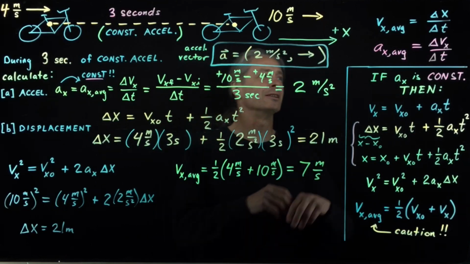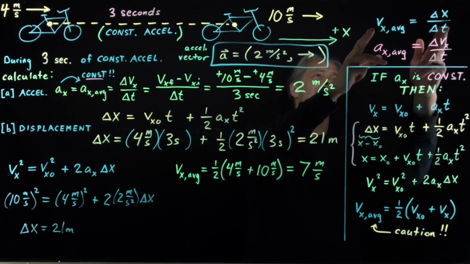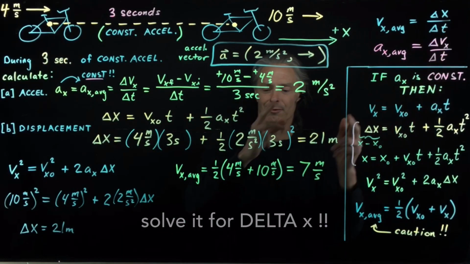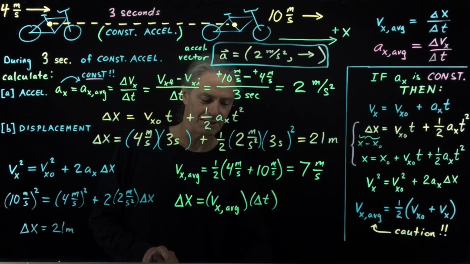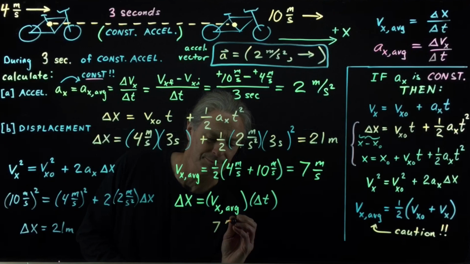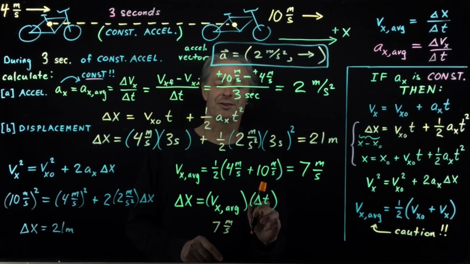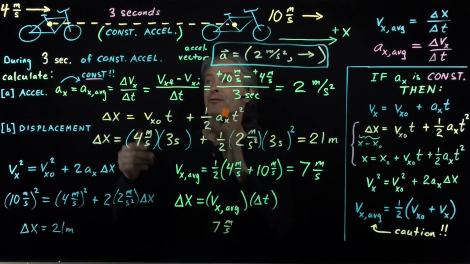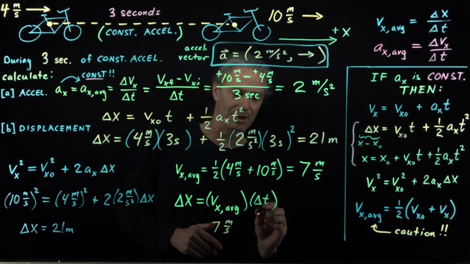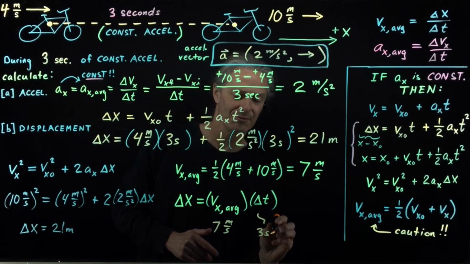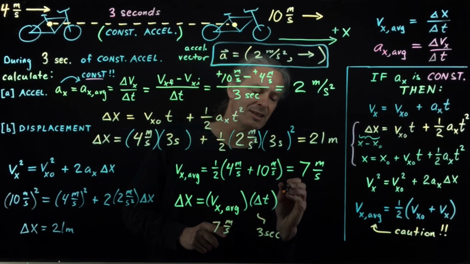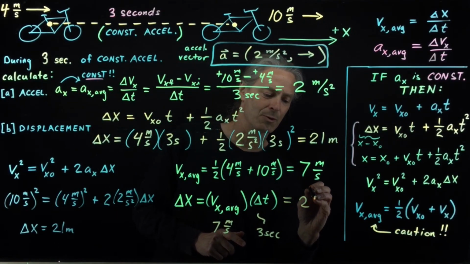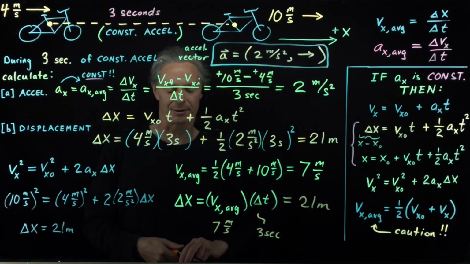All right, meanwhile, let's take this equation and solve it for delta x and put it right here. V sub x average, we just calculated, is 7 meters per second. Meanwhile, delta t, that's the elapsed time interval for this process. That was 3 seconds. 7 meters per second times 3 seconds gives us 21 meters, in agreement with our other calculations.